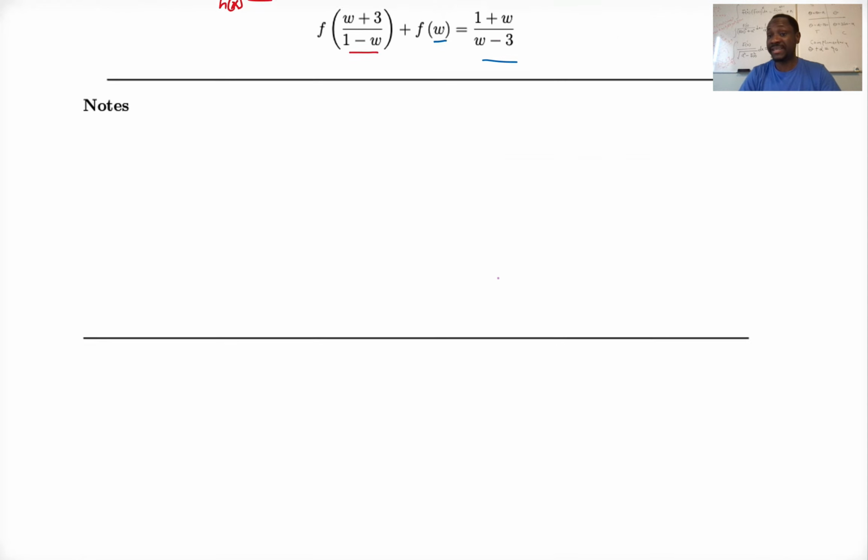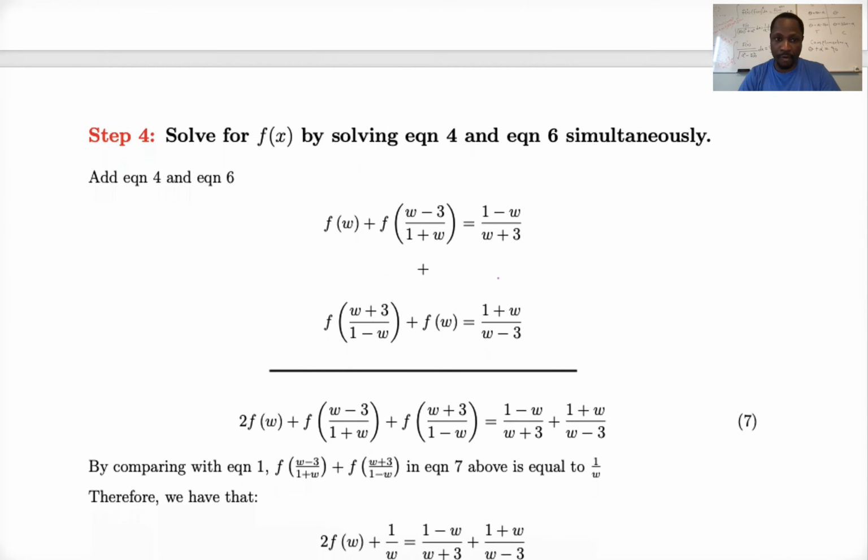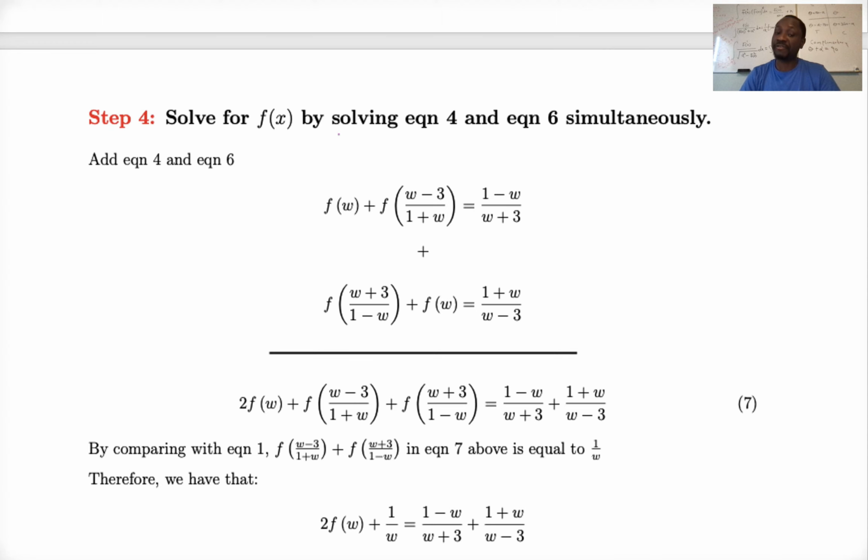That will be step 4, right? Solve for f of x by solving equation 4 and 6 simultaneously. So you see, I just brought these equations together, and I will label them. This is 4, I believe, and this is 6.